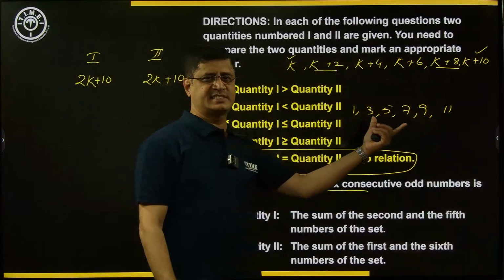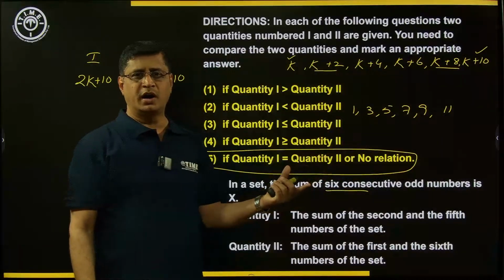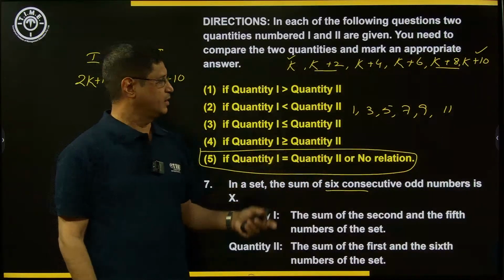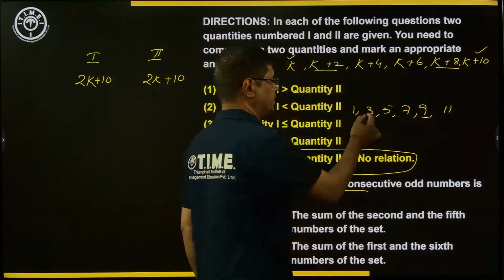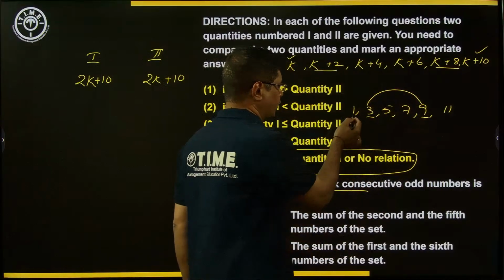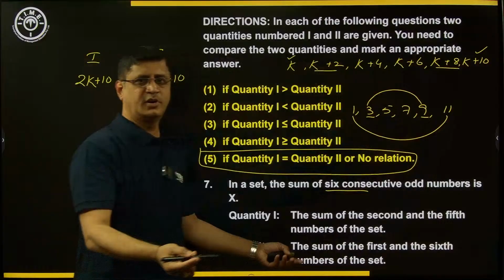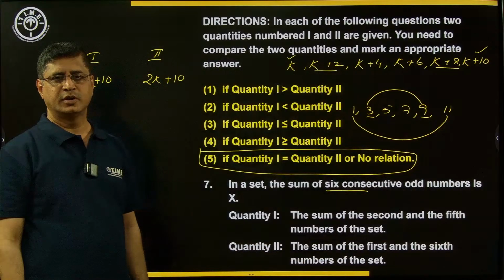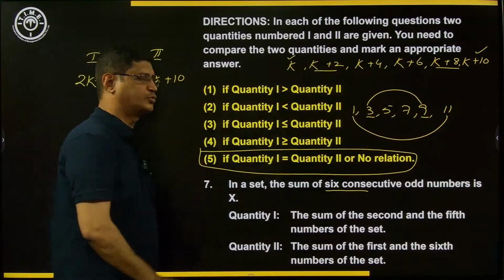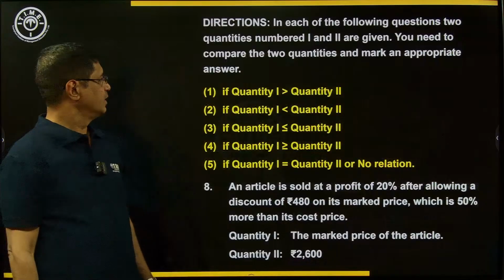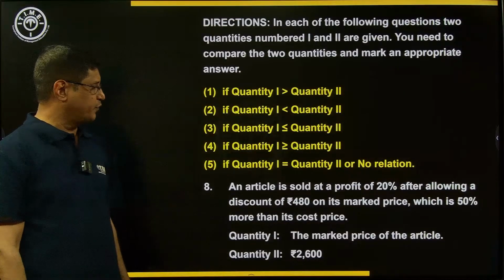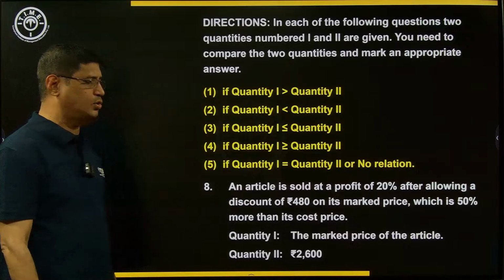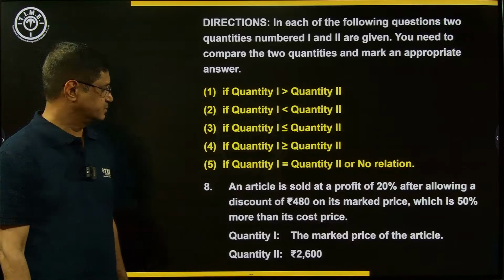Now, dear student, just look at this example once again. I'm taking the 6 consecutive odd natural numbers, the smallest natural numbers. Now look at these two values. How much is the sum of these two? And what about the sum of these two? Always equal. Am I clear? So what is the right choice? Option number 5.